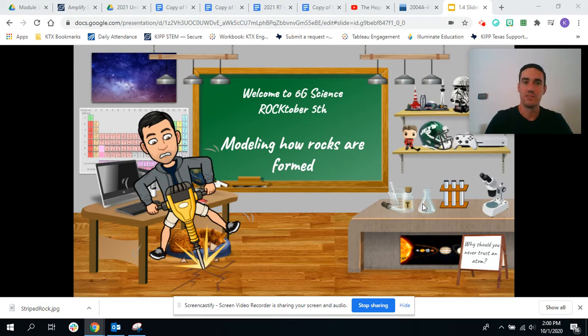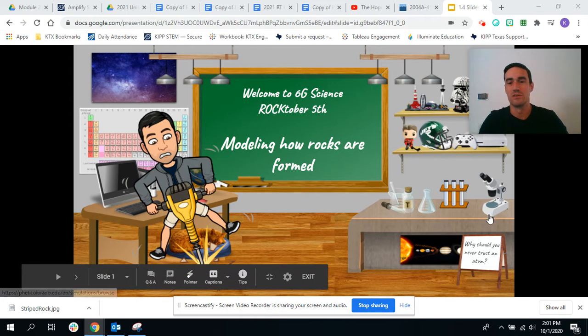And maybe as you go throughout the lesson, you might understand my little Mr. Summers Bitmoji there a little bit more.